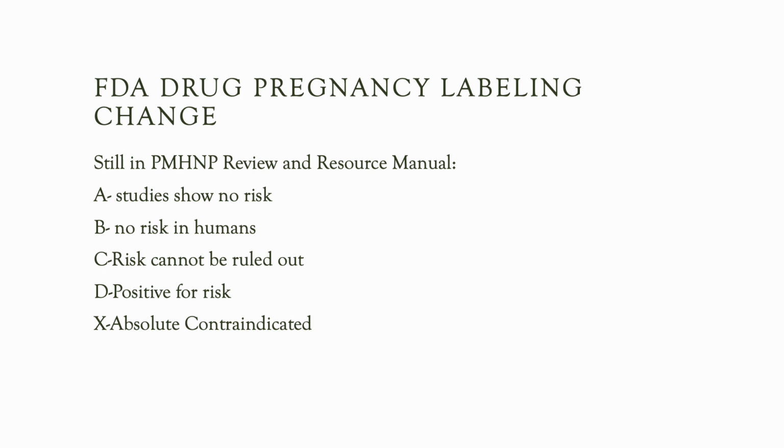The categories were A, B, C, D, and X. Category A is considered the safest category, and X is absolutely contraindicated in pregnancy. This used to provide therapeutic guidance for the clinician. I'll still go ahead and run through these. A is the studies showed no risk. B, there's no risk in humans. Category C is risk cannot be ruled out. D is there's a positive for risk, and X is absolutely contraindicated.